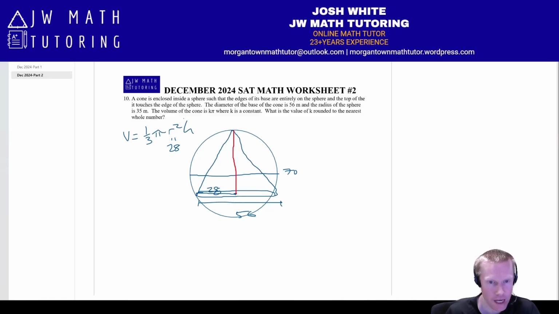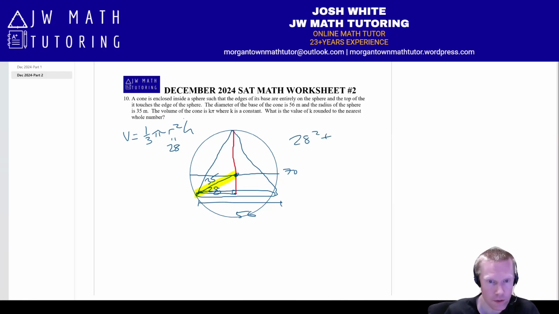Now, the way we're going to find that is by setting up a triangle, a right triangle specifically, right here from the center of the sphere. Because now we have a right triangle and we know one side is 28 and we also know this hypotenuse is 35. The reason we know it's 35 is because this is just a radius, going from here out to the edge of the sphere. The radius is half the diameter, and they give us that it's 35.